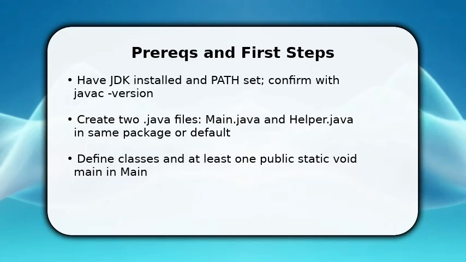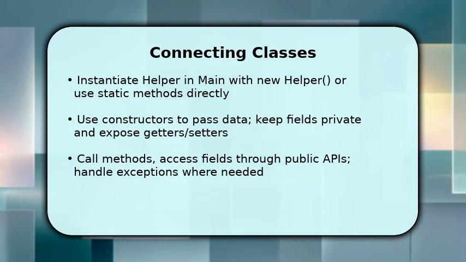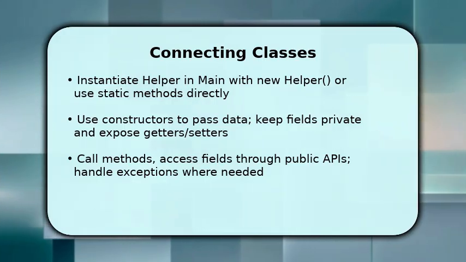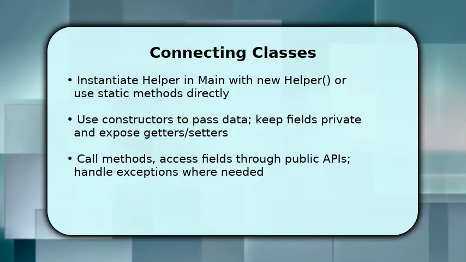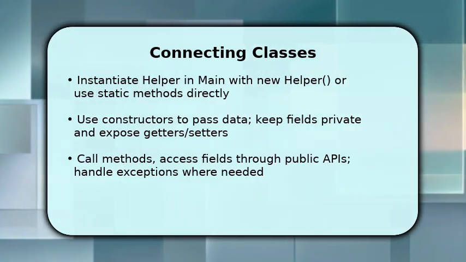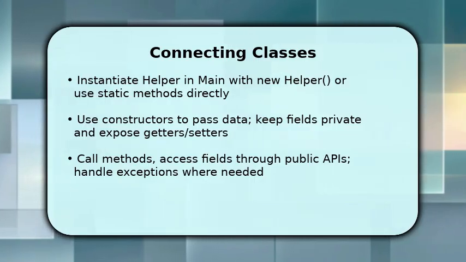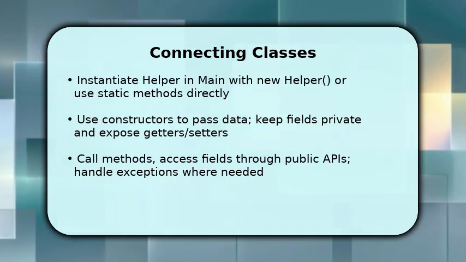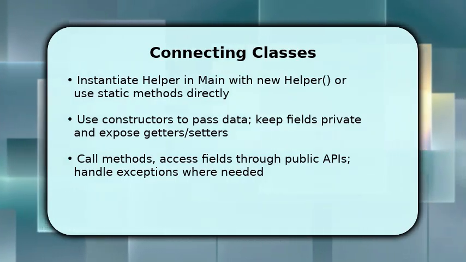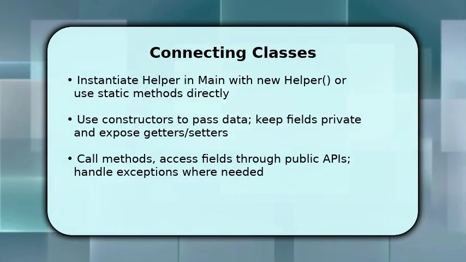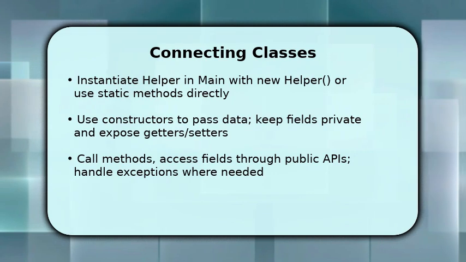Now you wire the classes. In Main, instantiate Helper using new Helper or call Helper.staticMethod if you made it static. Pass data through constructors so each object starts in a valid state, and prefer private fields with getters and setters to preserve encapsulation. Use descriptive method names and keep responsibilities small. Make sure to handle checked exceptions with try/catch or throws in method signatures. Once these calls compile, run java Main and observe the interactions between classes.